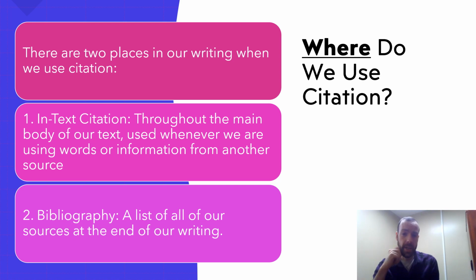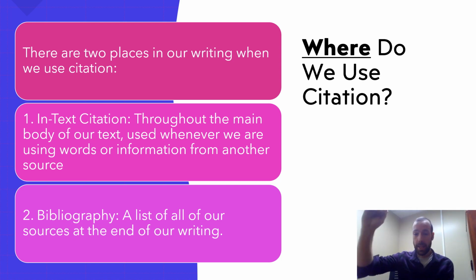Where do we use citation in our writing? Well, there's two places where it really comes up. One is the in-text citation, which is throughout the main text of our writing. Whenever we're using words or information from another source, we put in an in-text citation right away to let readers know that the information is coming from a source other than the writer. The other place we use citation is in the bibliography, which is a list that comes at the end of our writing. It's a very neat, organized list of all our sources. That's why it's really important as you're researching and writing to keep track of the sources you're using so that you can properly reference them down the road so that your readers know where the information came from.